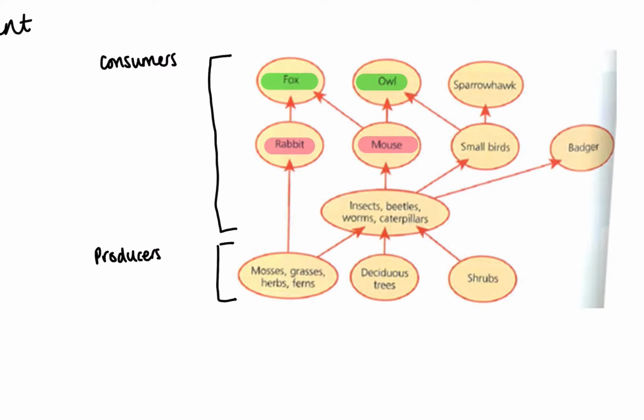The easy way to work that out in the exam would be to look at the arrows. The arrows in my food web here are showing me transfers of energy. In this case it helps me to work out where the relationships are and therefore make those connections.